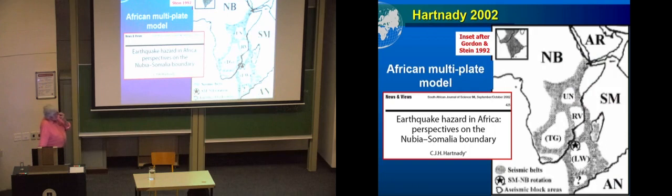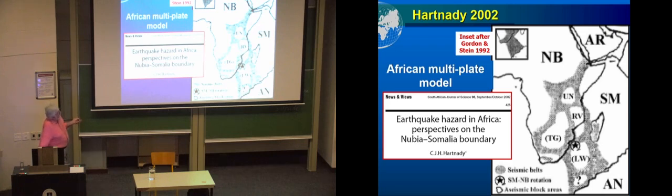I then, sometime later, published this paper because I was unhappy with the designation of the whole of this region as a so-called wide plate boundary zone, because I was persuaded that there were stable blocks surrounded by seismic belts. And so I published this paper in 2002. It was in South Africa, and it was related to earthquake hazard.